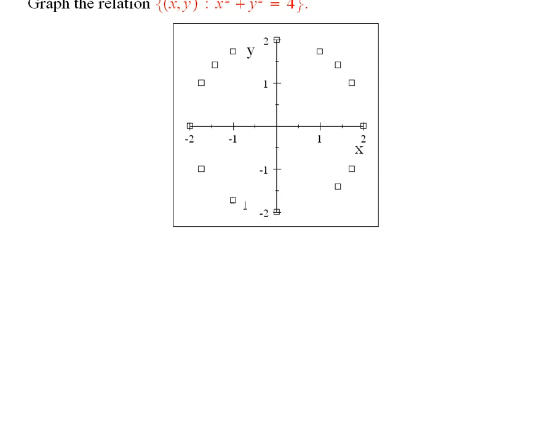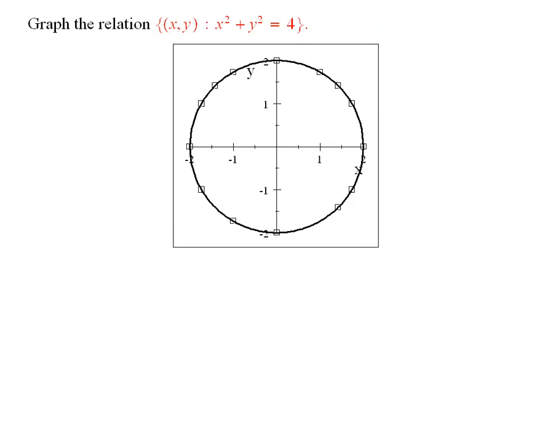So here are these ordered pairs that have been graphed. And I think you can see that this is trying to trace out a circle. So the next thing I'm going to do is connect them up with a curve so that we can visualize the graph of this relation. So now I've connected them up with a curve, and you can see that it does indeed look like a circle, which is what we wanted to come up with. And that's the graph of that relation.